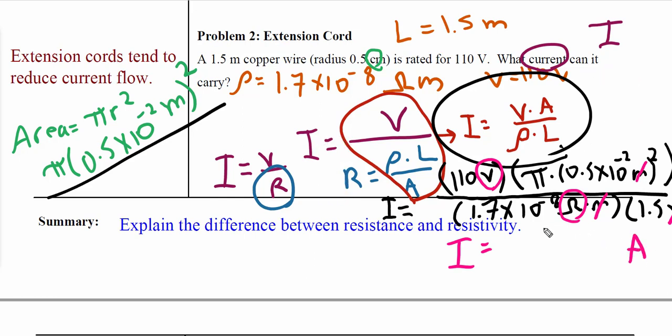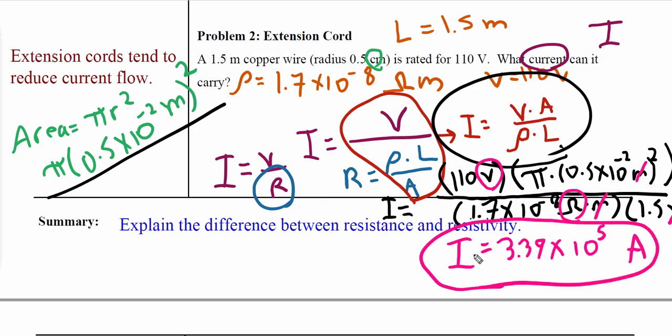If we were to plug this in a calculator, I'm going to round to the nearest hundredth. It'll be 3.39 times 10 to the 5 amps for our final answer. And notice we didn't round until the end. You have to be comfortable with your equations. You have to be comfortable with your Algebra 1 skills. It's a bonus if you're comfortable with your units.